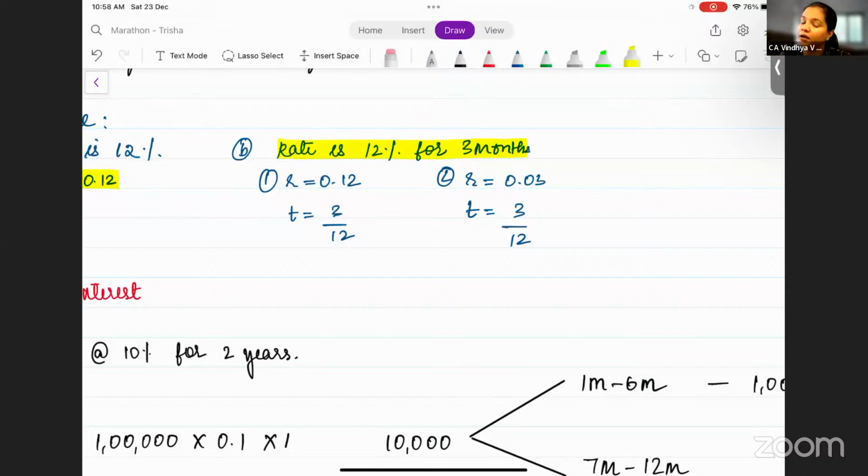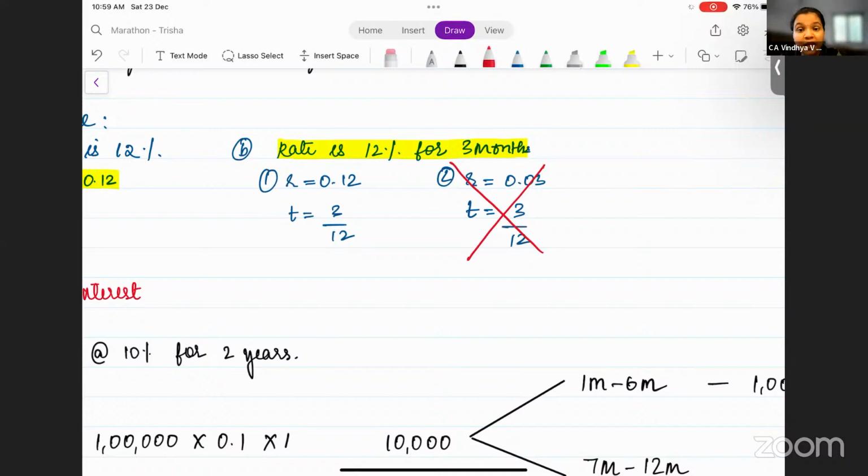Now, get to know this. Listen to this very carefully, which is very important from your exam point of view. When you consider the rate, you will always consider it as per annum. So, the second one is incorrect. Rate will always be considered per annum.